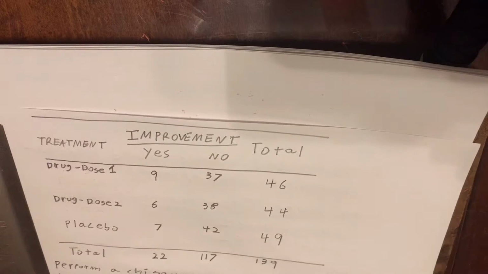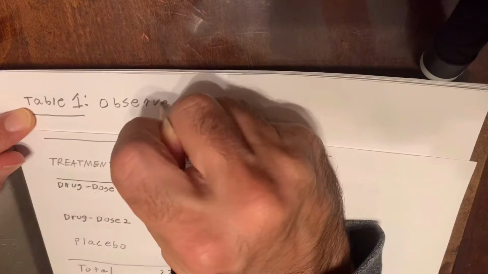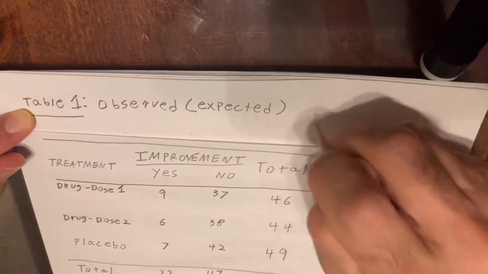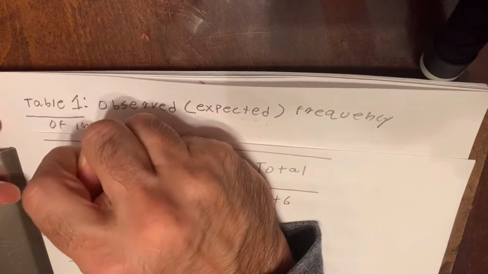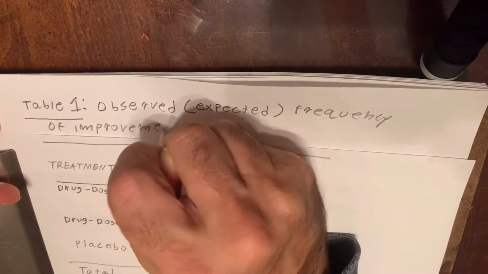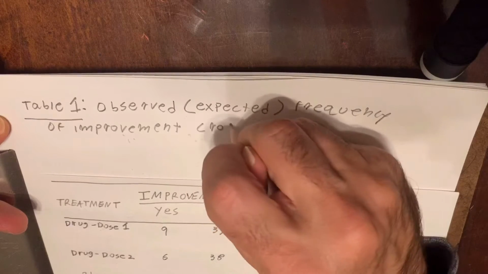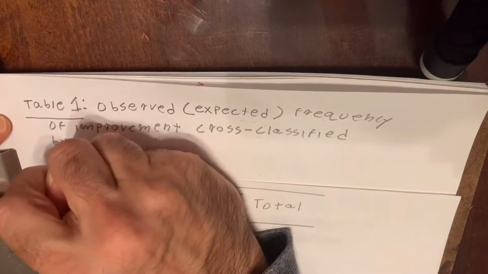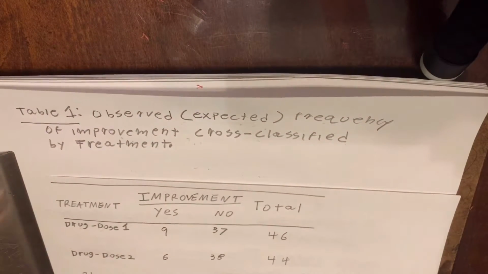And sometimes what you might be asked to do, which in the real world you would have to do, is you'd have to have a label for this table. So it might say something like observed, and then in parentheses, you'll put the word expected frequency of improvement. Now, if you really want to get good credit and impress your professor, it'll say something like this: cross-classified by treatment. Now, this is a full credit label here.